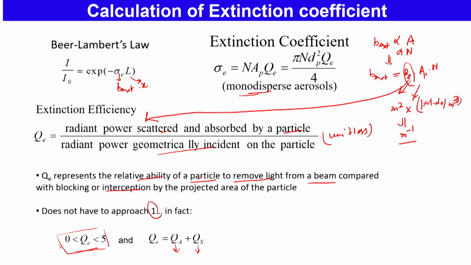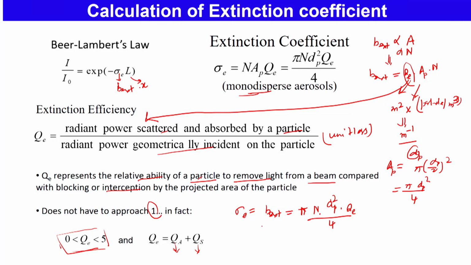If you just remember these equations, if you have diameter of particle dp, then the area AP can be written as pi times dp by 2 squared. So, this will be pi dp square divided by 4, and this means that the extinction coefficient sigma E can be written as pi, n number of particles, dp square and QE divided by 4. This is actually the extinction coefficient because of the monodispersed particles.